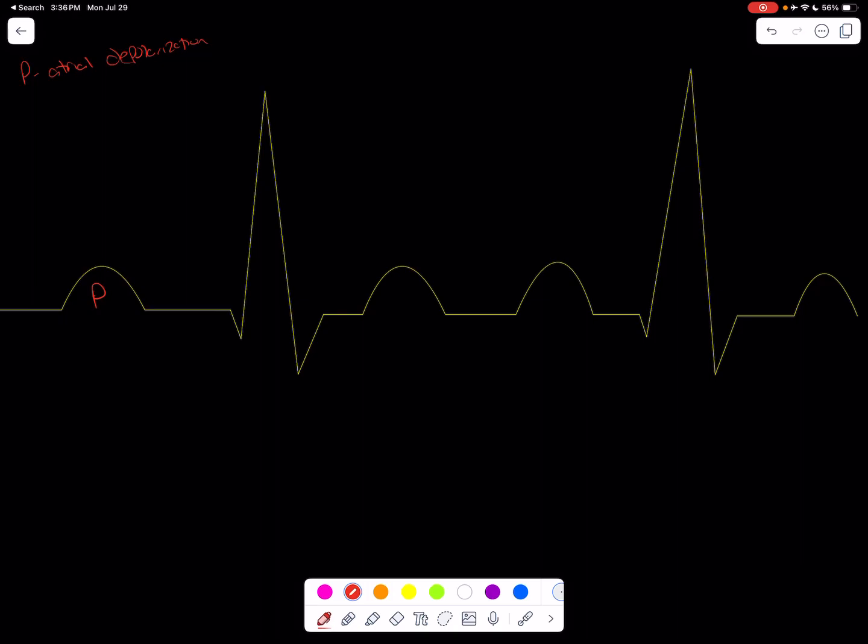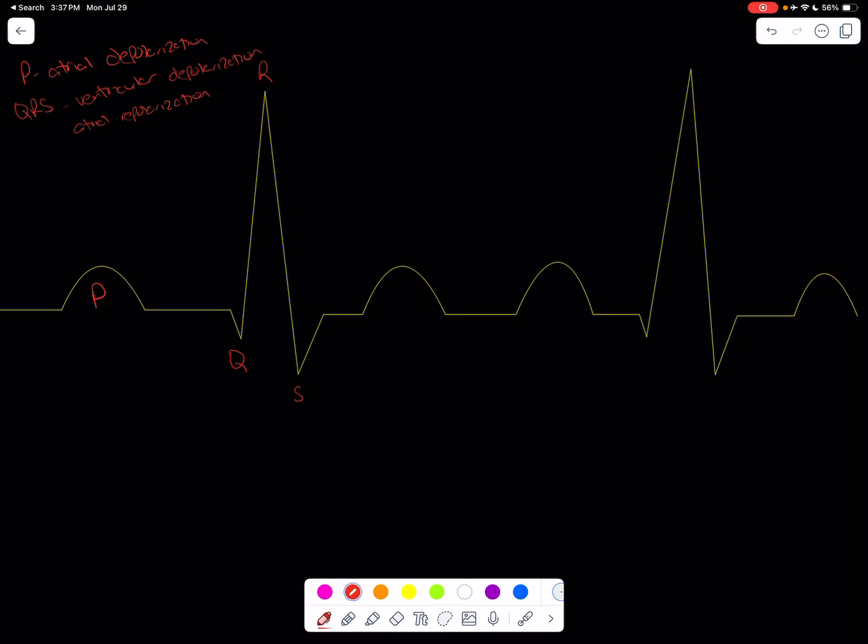Okay. Next, we've got three different waves that we lump together. And so we've got Q, R, and S. And so that's called the QRS complex. And so during the QRS complex, we have two things that are going on, but we can only see one of them. So we've got ventricular depolarization, but we've also got atrial repolarization. Okay, and so it's occurring, but you cannot see it on an EKG.